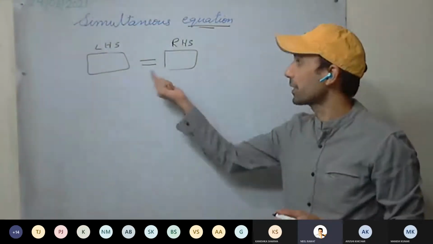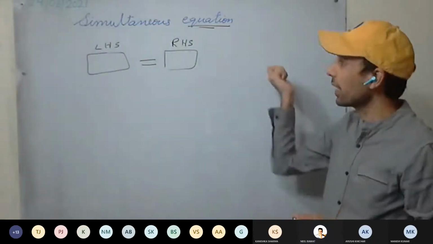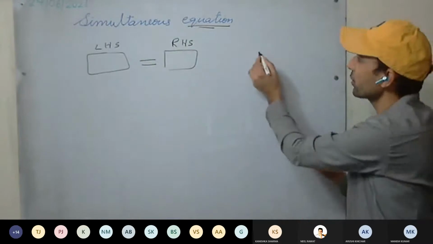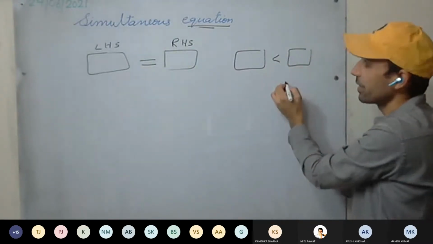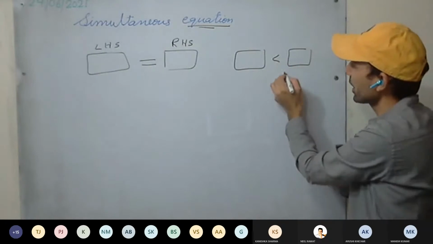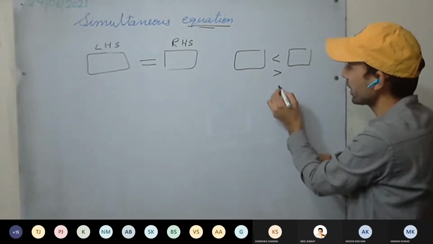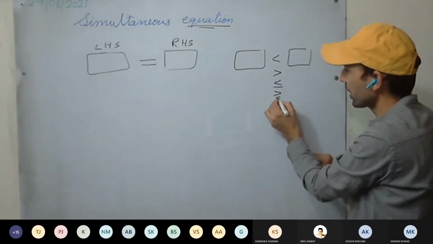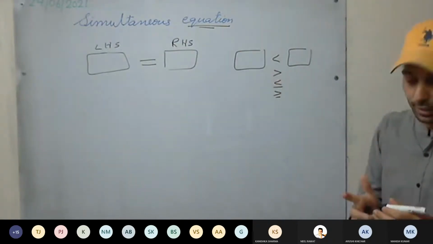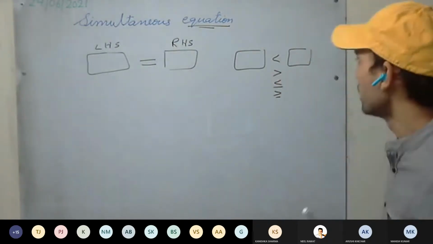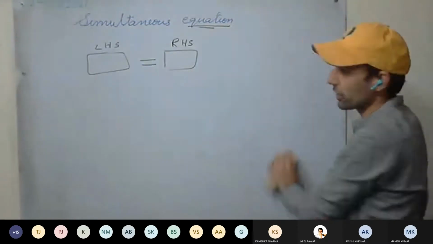Okay, so we'll be discussing equations. Okay, there are inequations as well, in which left hand side and right hand side are related by, what is this sign? This is less than, greater than, less than or equal to, greater than or equal to. We'll be discussing these as well whenever the chapter arrives. Okay. So today will be limited to equations.